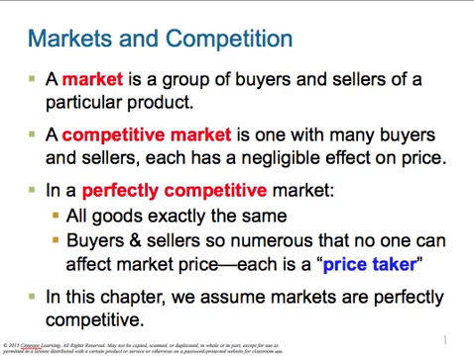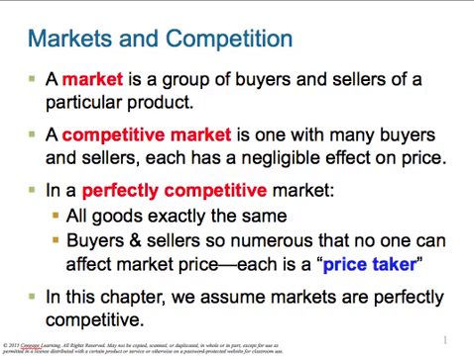Now we take a look at markets and competition. A market is a group of buyers and sellers of a particular product. A competitive market is one where there are many buyers and many sellers, and each has a negligible or minimal effect on price. In a perfectly competitive market, all goods are exactly the same, and buyers and sellers are so numerous that no one can affect the market price. Each is what we call a price taker.